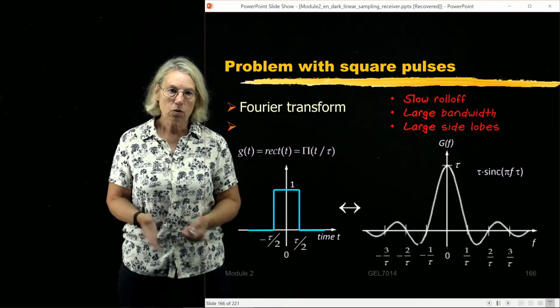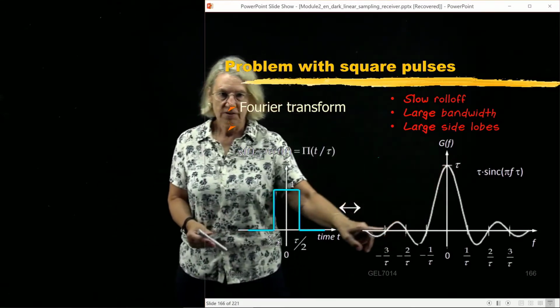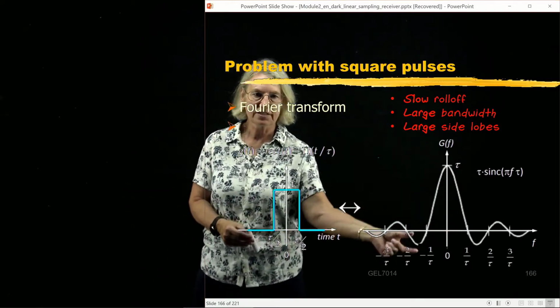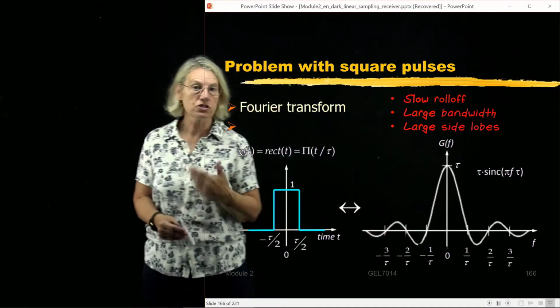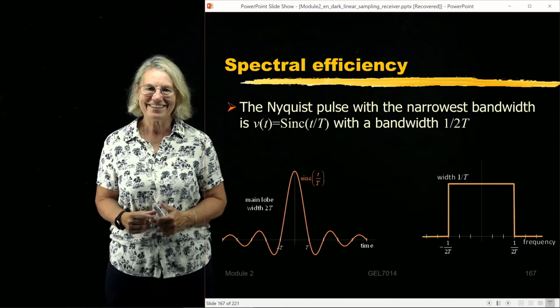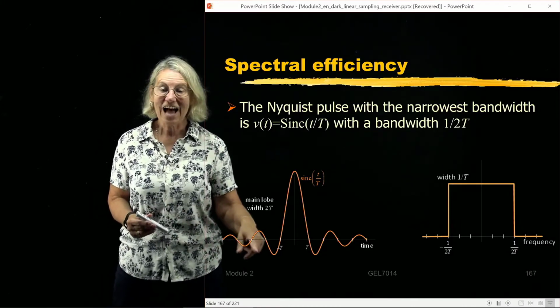So fairly slow roll-off for the side lobes, fairly large bandwidth, fairly large side lobes compared to other solutions that we're going to look at. Now let's look at the second choice of a Nyquist pulse. Here's a Nyquist pulse in the time domain.